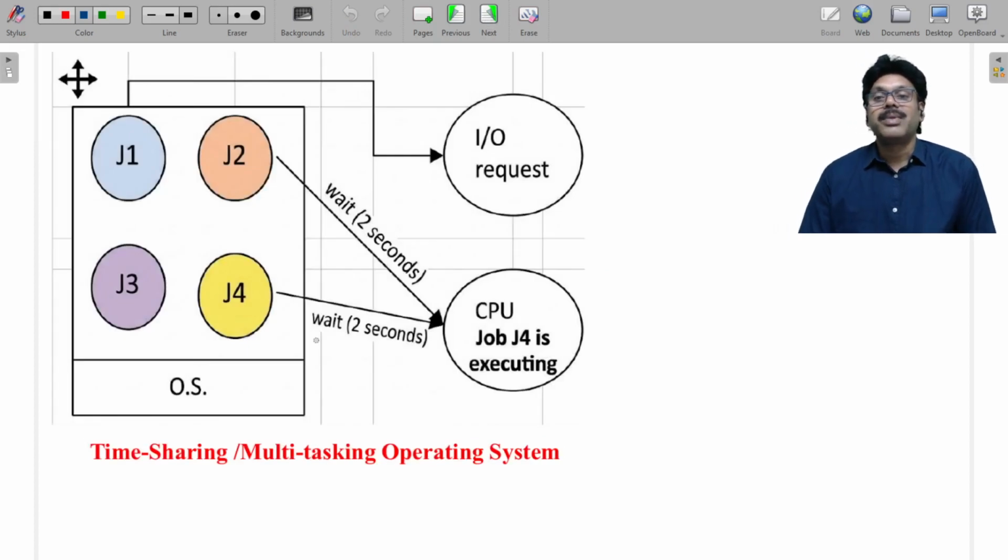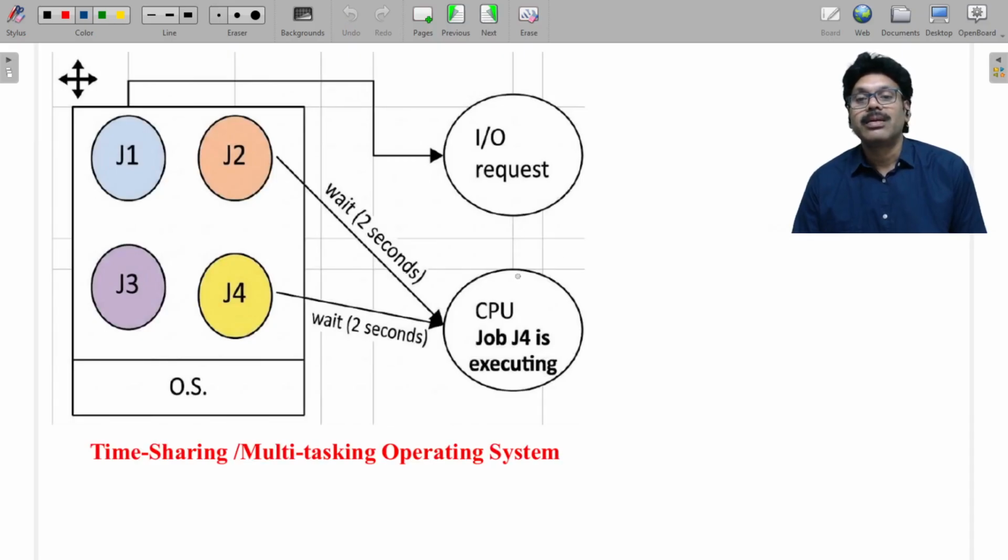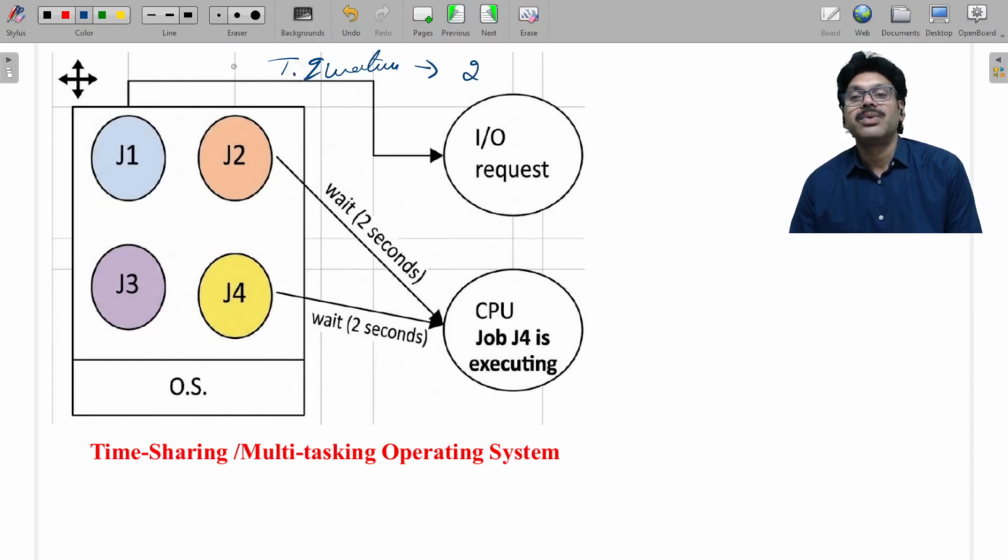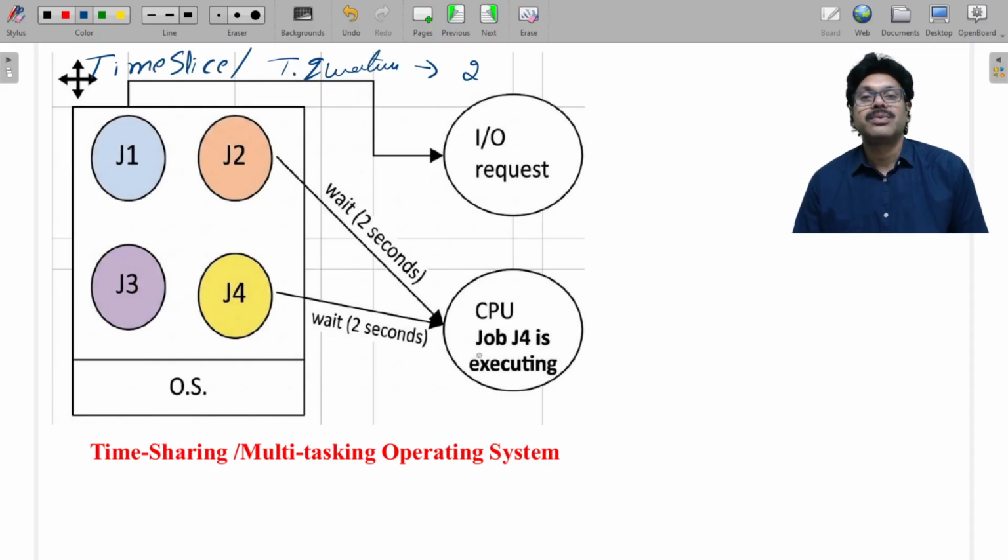So this is how it happens. First J1 is executed by CPU, or according to this figure, J4 is given a chance. Once J4 is executed up to the time quantum, here your time quantum is 2. Time quantum is also called a time slice. It is 2. So every process will be given a uniform execution by the CPU.